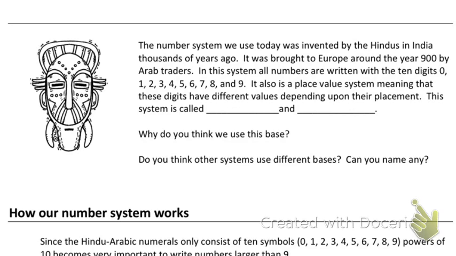It also is a place value system, meaning that even though we just have 0, 1, 2, 3, 4, 5, 6, 7, 8, and 9, they didn't use our numbers. They didn't use 0, 1. They had other representations for 0, 1, 2, 3. But even though we only have 10 symbols, depending on their place value, it changes the value of that individual symbol. Our system is called the decimal system.